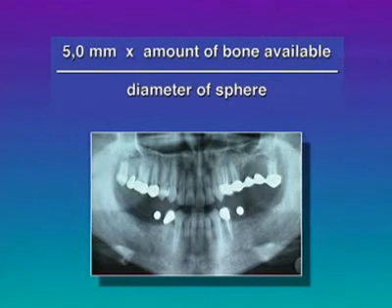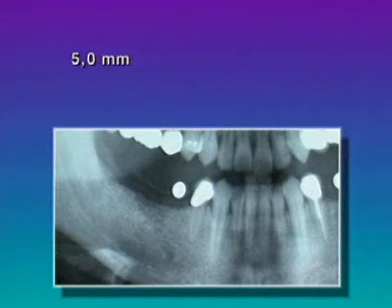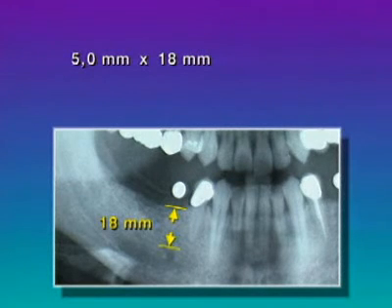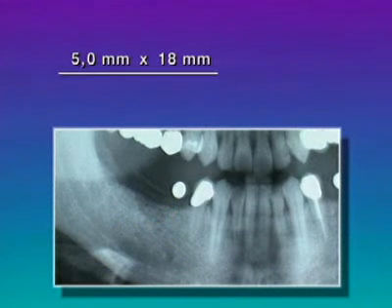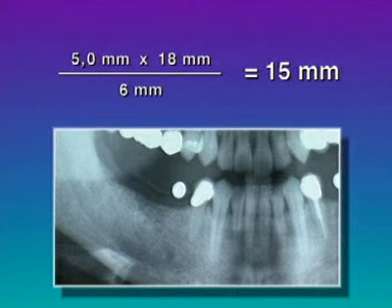In our specific example, this means 5 mm as the material diameter of the reference ball, multiplied by 18 mm as the vertical distance obtained on the radiograph, divided by 6 mm as the radiographic diameter of the reference ball. Consequently, vertical bone distance is 15 mm.